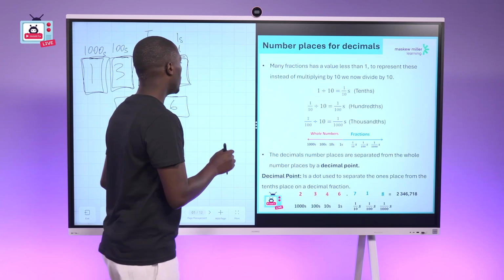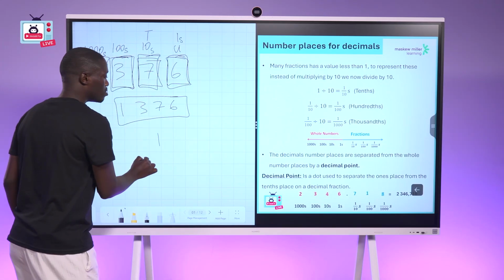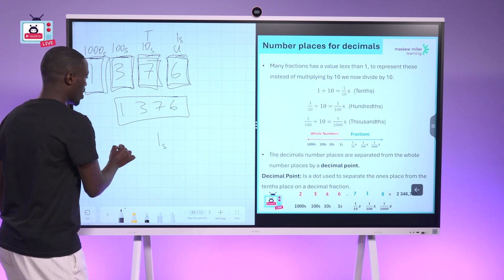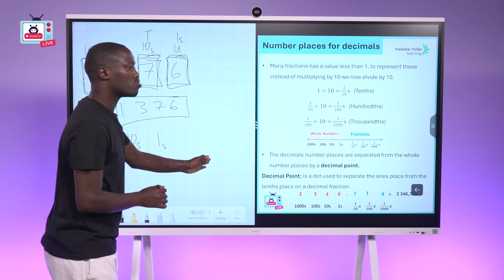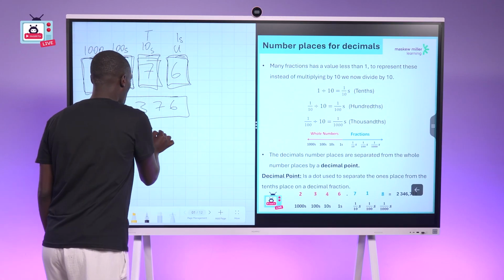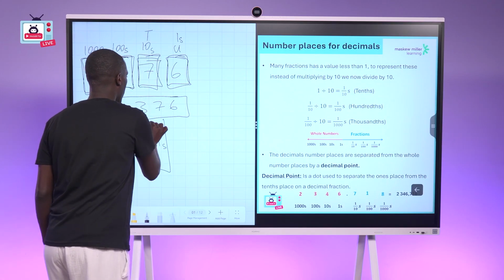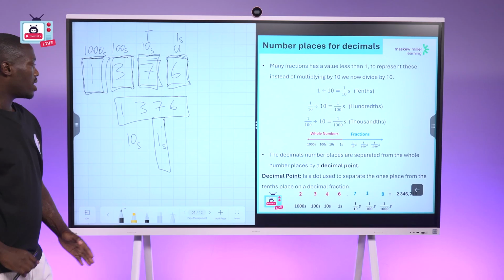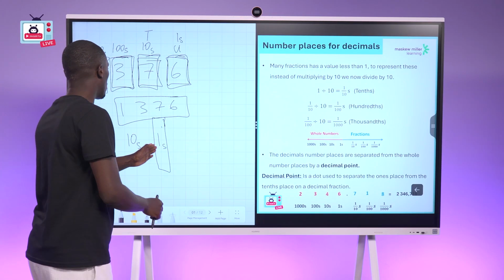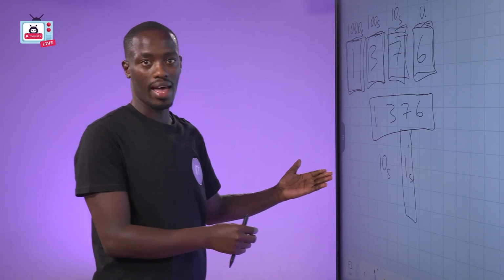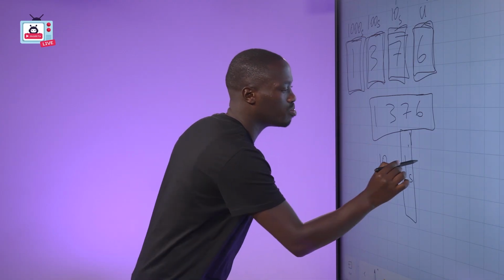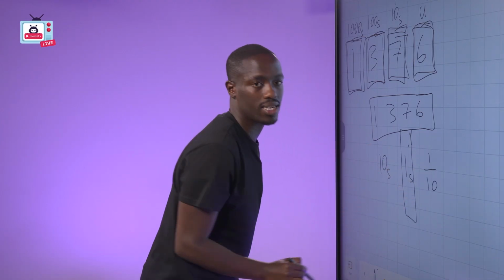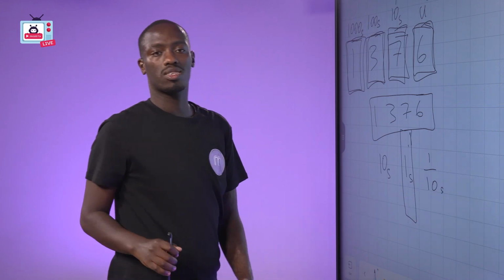Now, remember, we had the ones place, we had the tens place. Now, for numbers that are smaller than 1, using the 1 as our neutral zone, we had the tens on the left-hand side of the 1. On the right-hand side of the 1, it will be the 1 over tens place. The 1 over tens place, we call it the tenths.